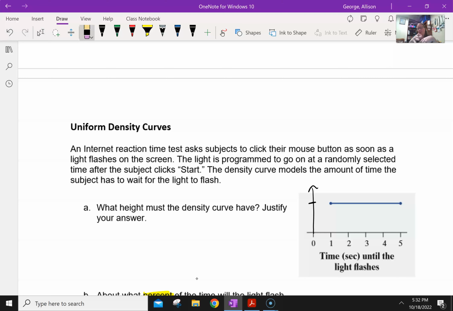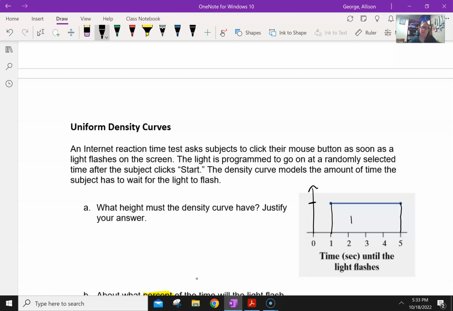So first thing I did was I drew in a y-axis. And then we need to drop it down. And now this is a uniform density curve. That picture right there, that's it. The rectangle is enough. So one of the things we said on the front page, up at the top, is that the area under the curve always is 1.